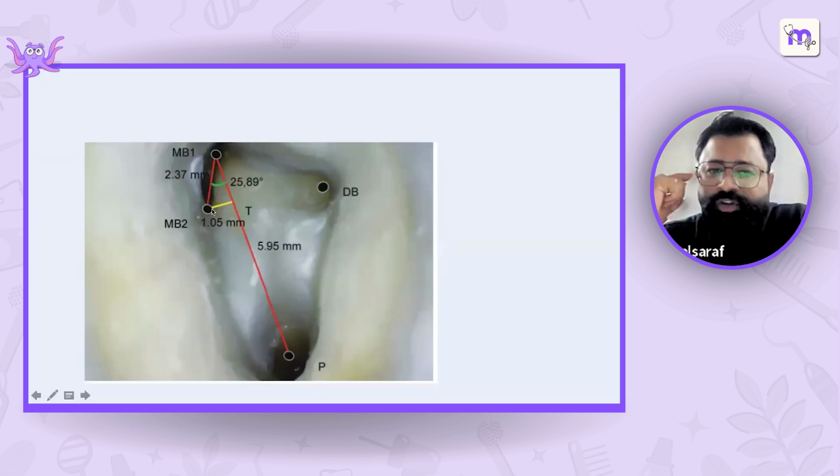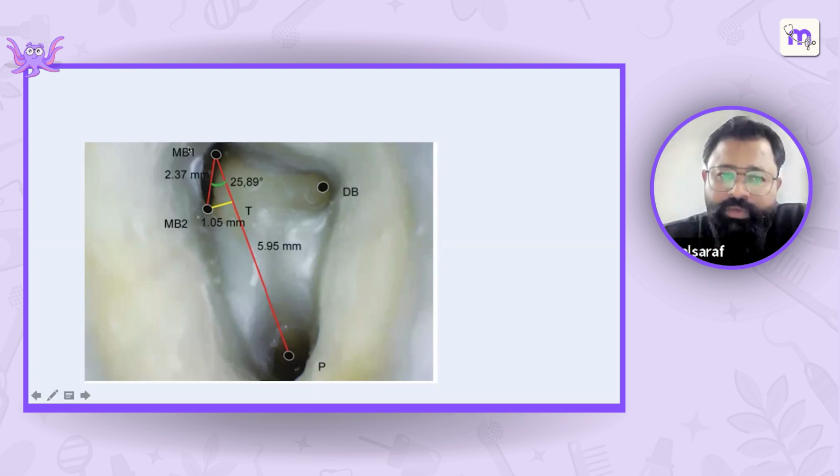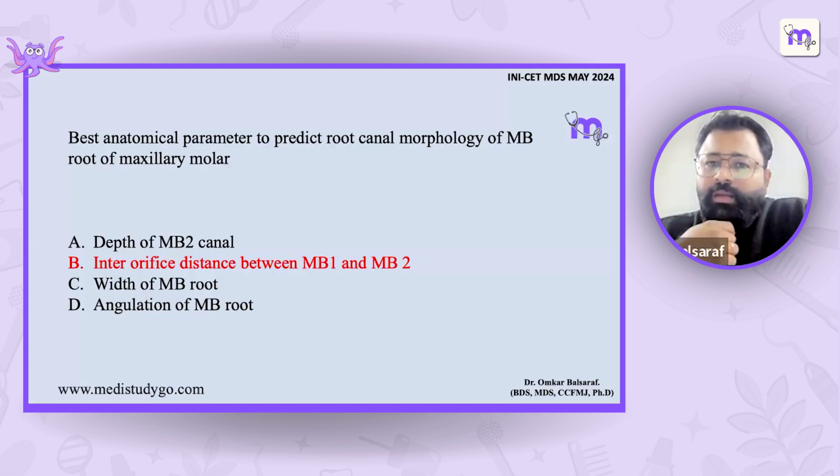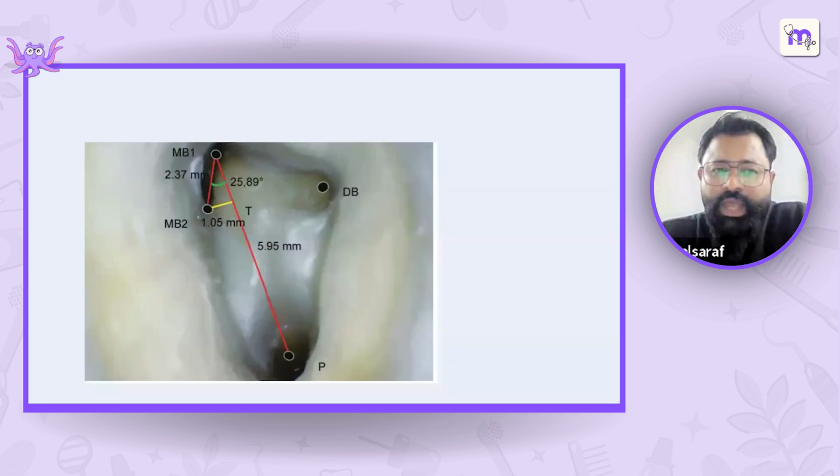This can only be visualized under a microscope or loupes. If you have loupes or you are working under a microscope, you'll definitely get to know where your MB1 and MB2 are located. This is the distance between them. This is an important parameter that decides your prediction of the root canal anatomy of the MB root, whether you are supposed to have an extra mesiobuccal canal or not. So this is being determined by this.